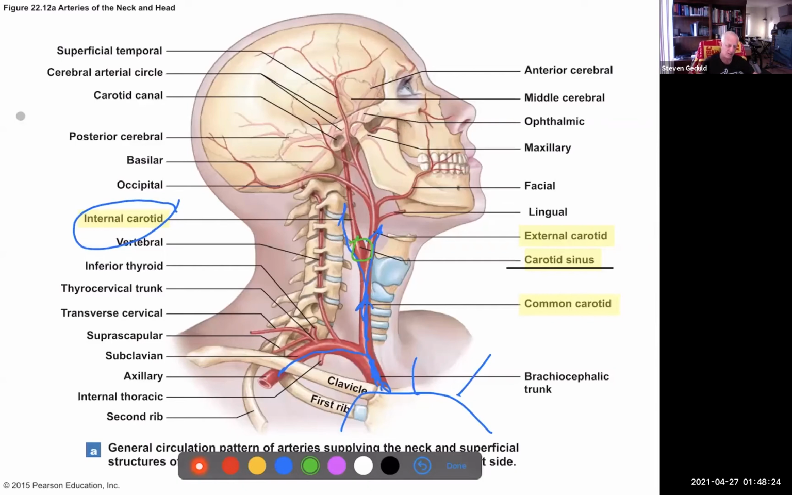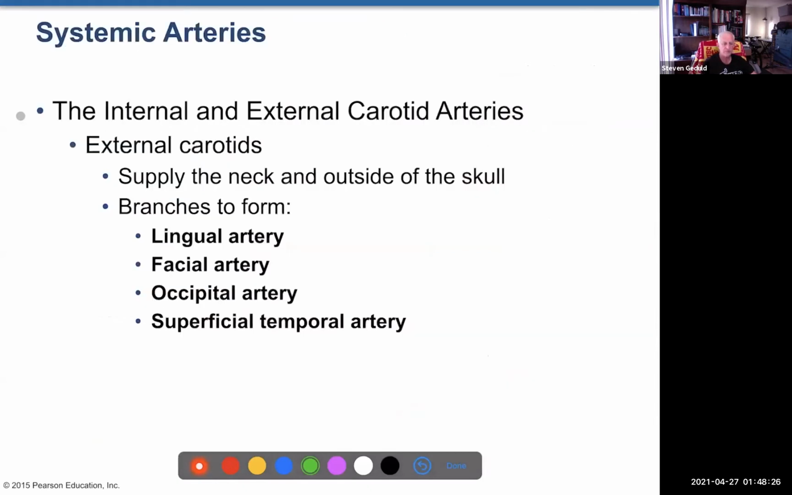That's where the carotid sinus is located. All right, so your external carotids. Remember, there's internal and external. The external carotids supply the neck and outside the skull. And these external carotids branch from your lingual artery, your facial artery, occipital artery, and the superficial temporal artery.